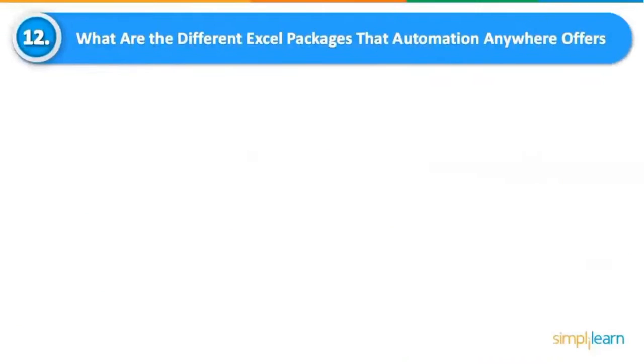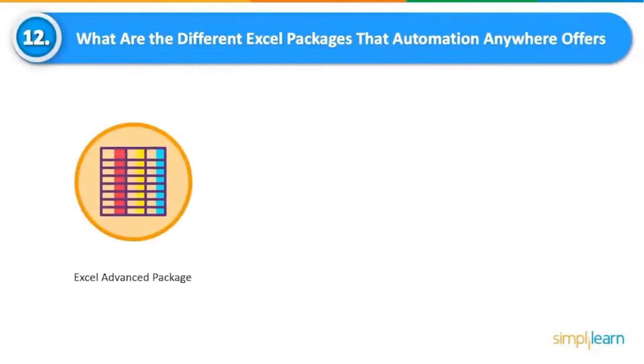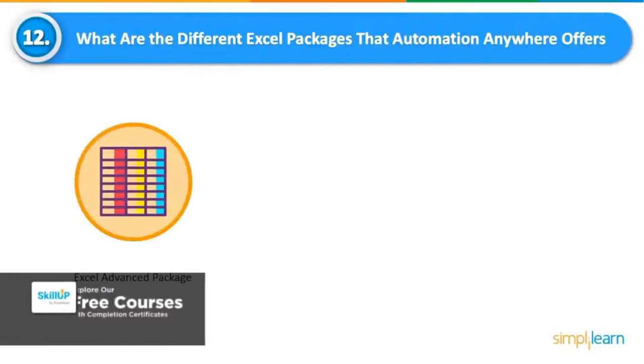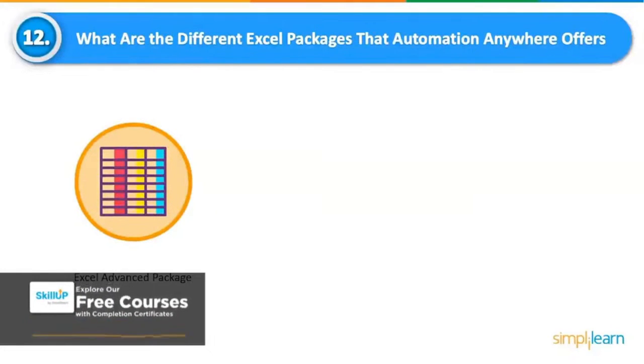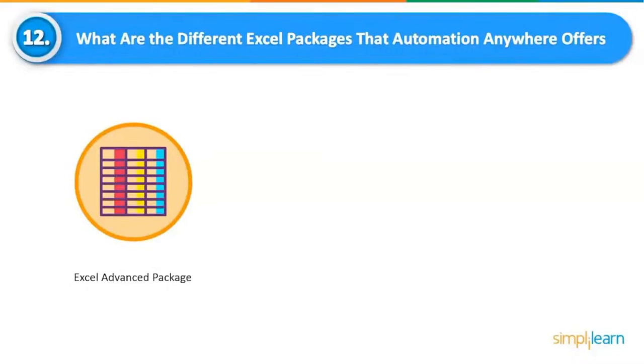What are the different Excel packages that Automation Anywhere offers? Automation Anywhere offers three different Excel packages. Excel Advanced package: it's utilized to automate actions involving the workbook, worksheet, rows, columns, and cells. The system must have Microsoft Office installed. The versions of Microsoft Office that are supported range from 2016 to Microsoft Office 2019.